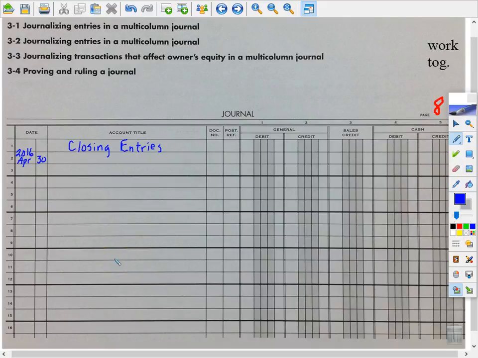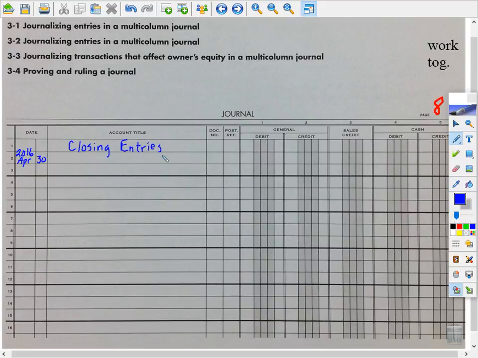So the first of the closing entries we're going to have is to zero out the revenue account. And the revenue account that we have in this problem is sales. Now normally, what balance does the sales account have? Credit. Okay, sales, all revenue accounts have a credit balance. Well, if I want to zero it out, whatever the balance is, what will I have to do to the revenue account? I will need to debit it.